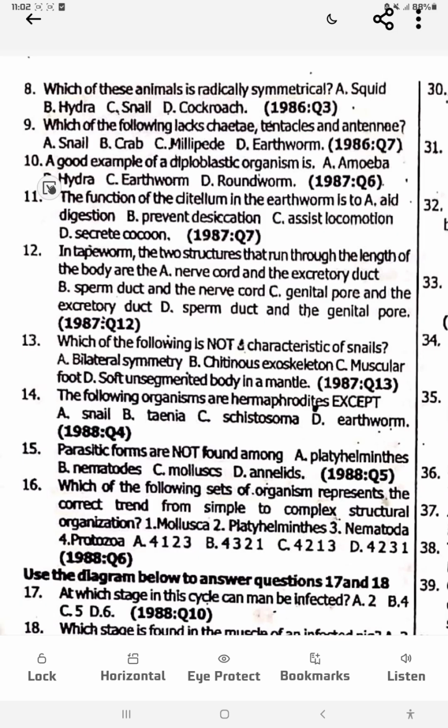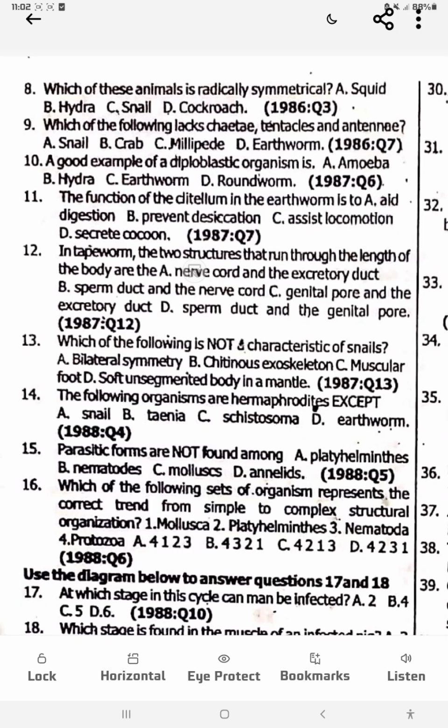Number 10, a good example of a diploblastic organism is... right, a diploblastic animal is an animal that has two, or double, germ layers, e.g. ectoderm and endoderm. It has both ectoderm and endoderm.